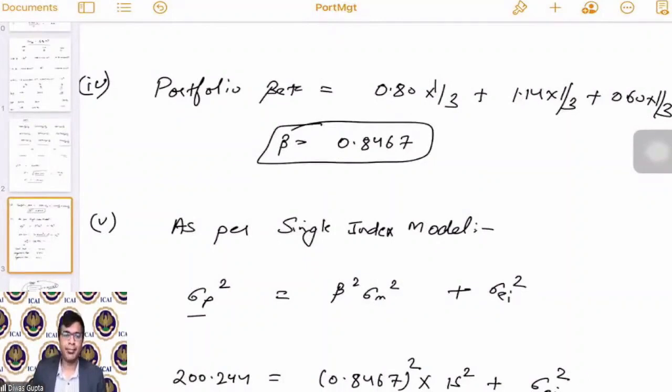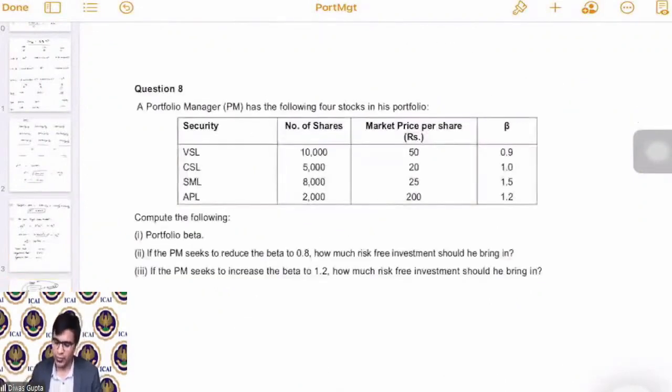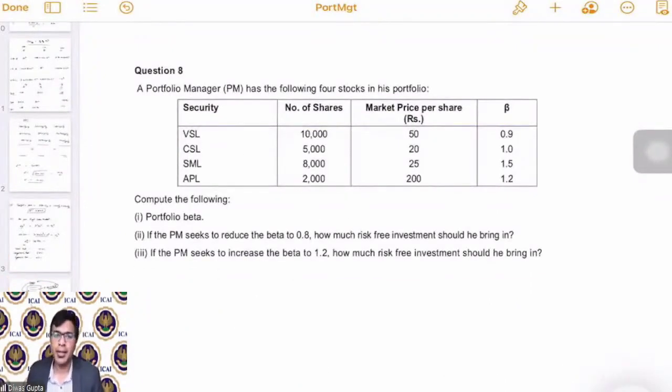Yeah. Now let us go to question number 8. The fourth part, we've just done nothing but take all the betas and multiply them with the respective weights to calculate the portfolio beta. Now, again, a very interesting question. While starting the discussion of this topic as well, I told you to imagine yourself as a portfolio manager. It is also telling you that you, being a portfolio manager, have the following four stocks in your portfolio: VSL, CSL, SML, APL. The number of shares and the market prices are given, and the respective beta is also given. Now, compute the portfolio beta, which is a very simple thing.